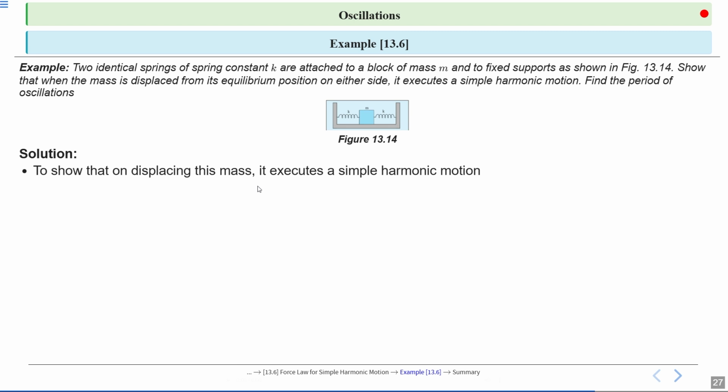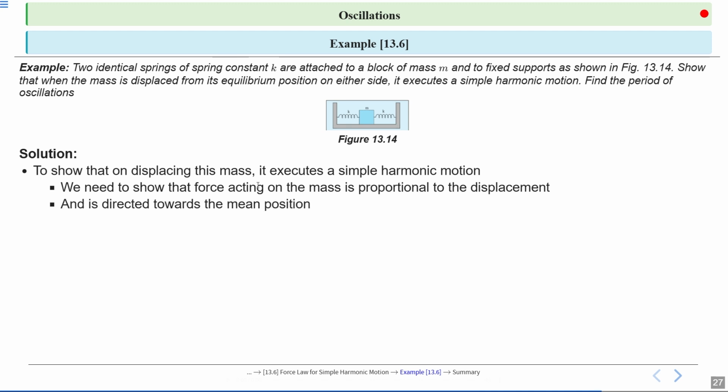To start, let's think about what it means for the block to perform simple harmonic motion, or SHM. For SHM, the force acting on the mass must be directly proportional to how far it is displaced from its equilibrium position. So we need to show that the force acting on the mass is proportional to the displacement. In other words, if we move the block a little, the force pulling it back should increase in direct proportion to how far we have moved it. This is similar to how a stretched or compressed spring behaves according to Hooke's law, F equals minus kx.